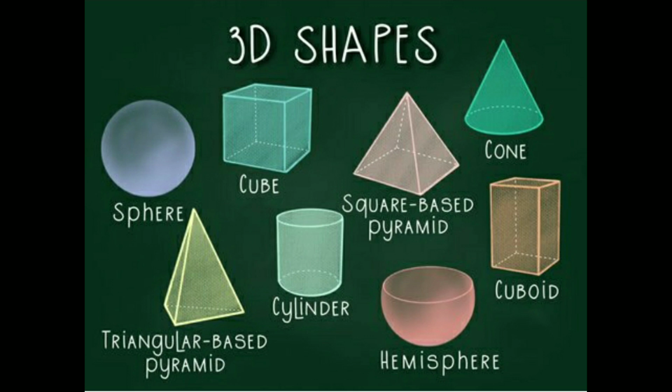Now next point is hemisphere. So the curved surface area of hemisphere will be 2 pi R square. Total surface area will be 3 pi R square. And the volume will be 2 by 3 pi R cube.